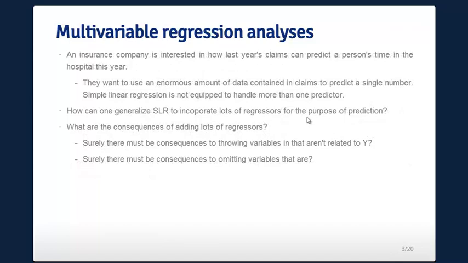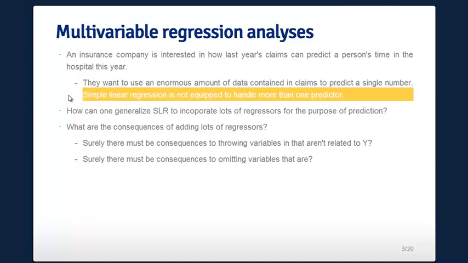Here is another example of how you might want to use multivariable regression. An insurance company is interested in how last year's claims can help predict a person's time in the hospital this year. So they want to use the enormous amount of data collected in claims to predict a single number. But linear regression really isn't equipped to handle anything more than one predictor. How can we generalize linear regression to incorporate lots of regressors for the purpose of prediction?